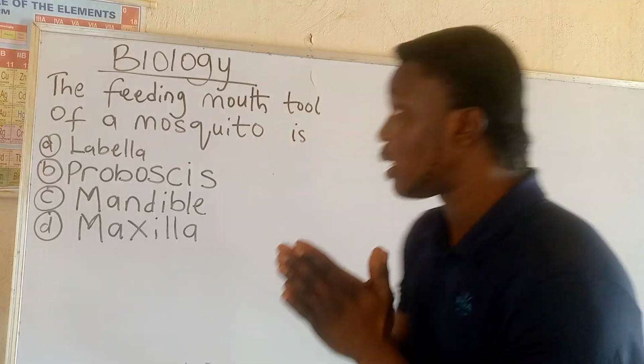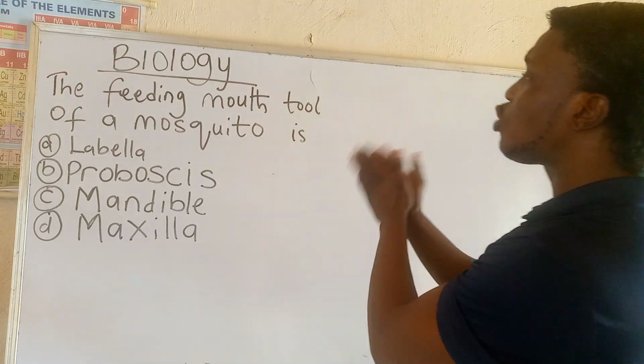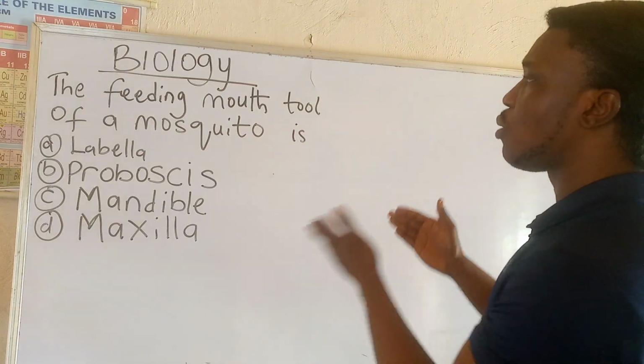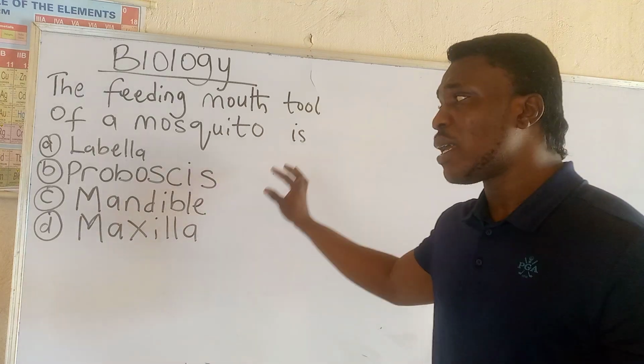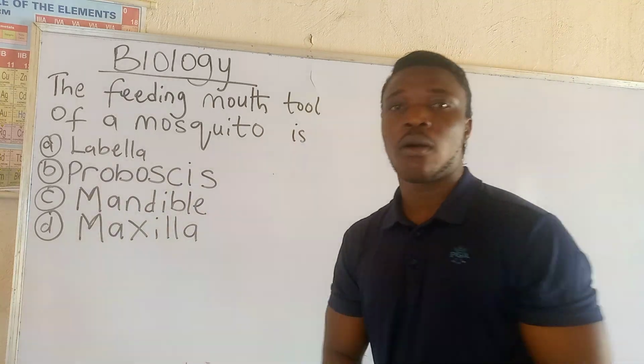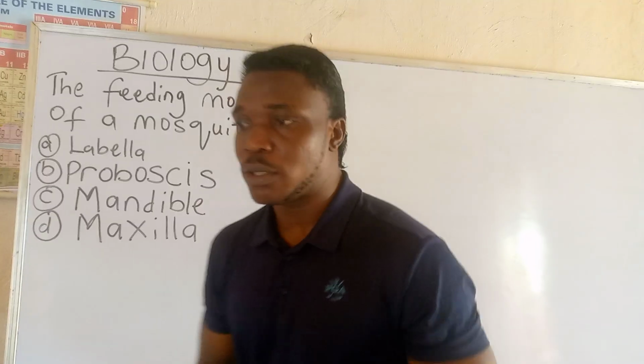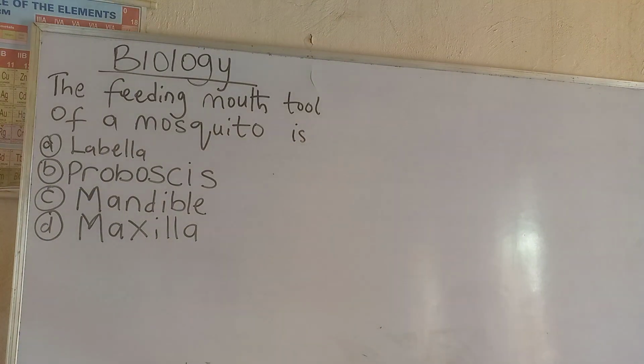Okay, so the question says, which is the feeding tool or the feeding mouth tool of a mosquito, is it labella, proboscis, mandible, or maxilla? Look at the question closely and provide solution to it.